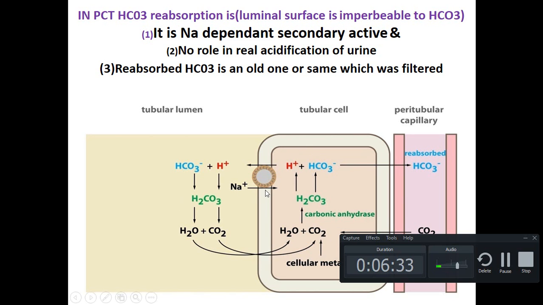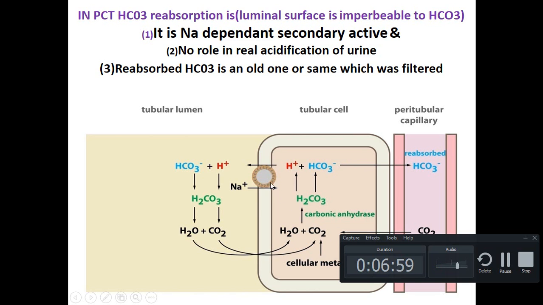Before discussing these things, keep in mind that the luminal surface of the tubular cells in the PCT is not permeable to bicarb. So the bicarb cannot enter directly from here to here. For this, Allah has provided a very important thing.